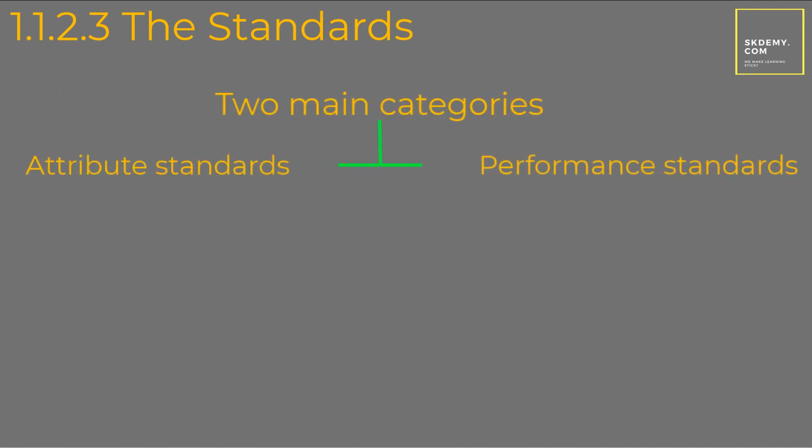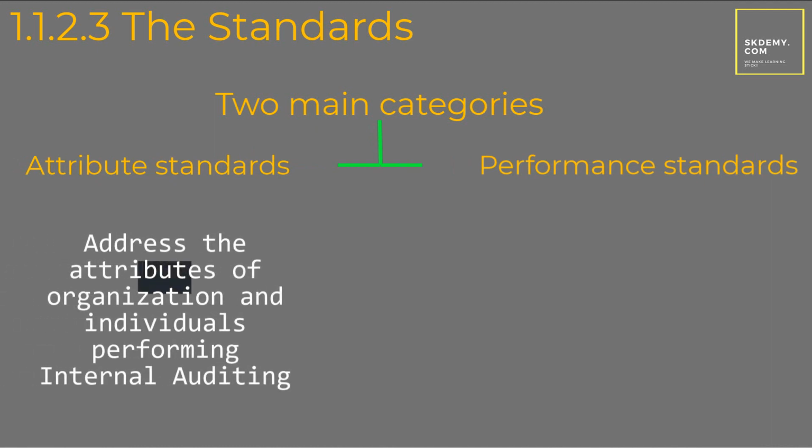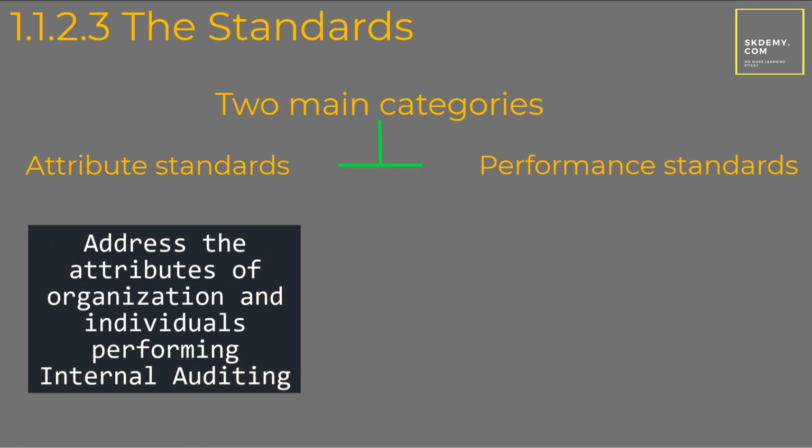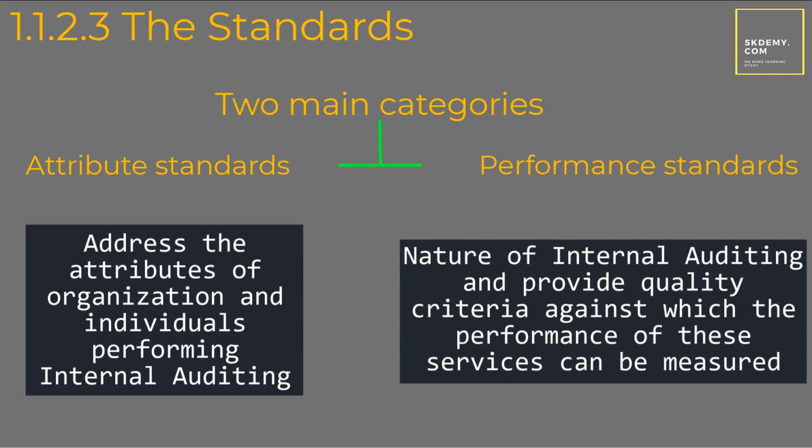There are two main categories of standards: attribute standards and performance standards. Attribute standards address the attributes of the organizations and individuals performing internal auditing. And performance standards describe the nature of internal auditing and provide quality criteria against which the performance of these services can be measured. Attribute and performance standards apply to all internal audit services.